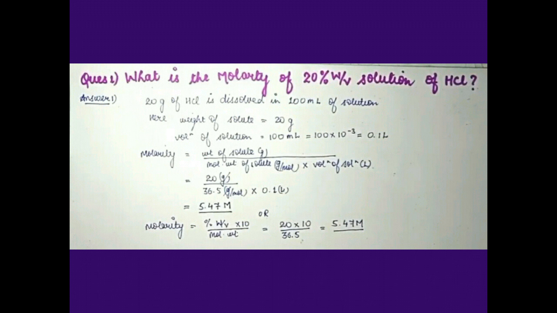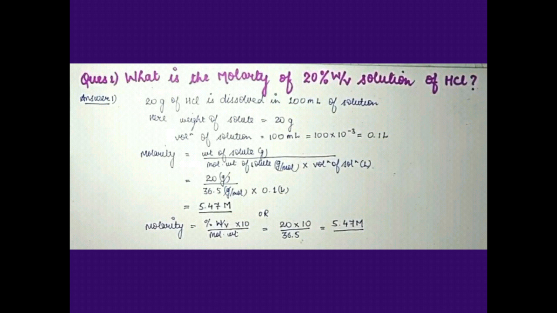Here you can convert the volume in liters and then put in the formula, then there will be no need to multiply with 1000, or you can write in the milliliter only and then multiply with 1000. That molarity वाले formula में मैंने आपको सब बताया हुआ है. The only thing which I am introducing here is 20% W by V means that 20 grams of HCl is present in 100 milliliter of solution. So by this you have the mass of solute and the volume of solution.